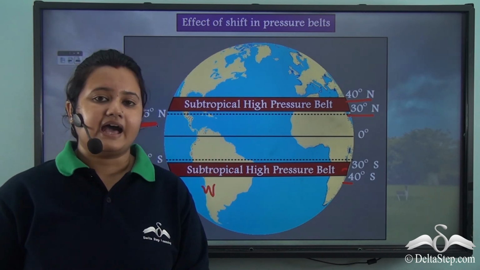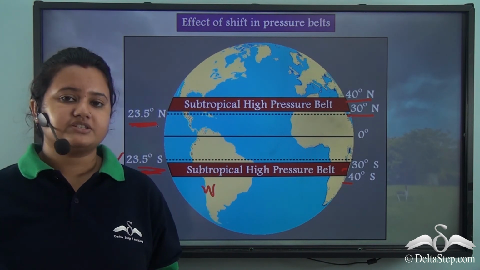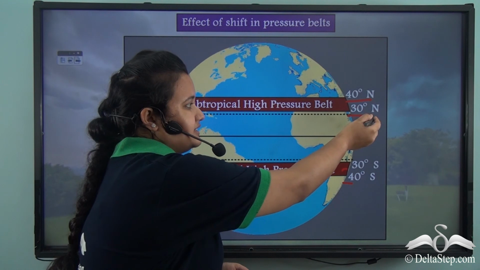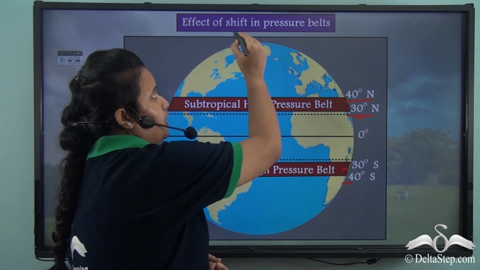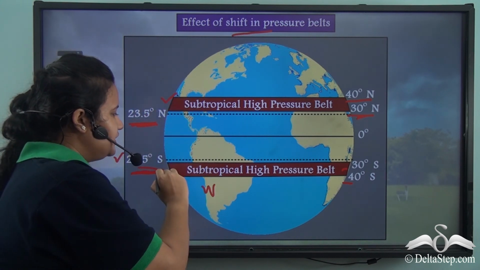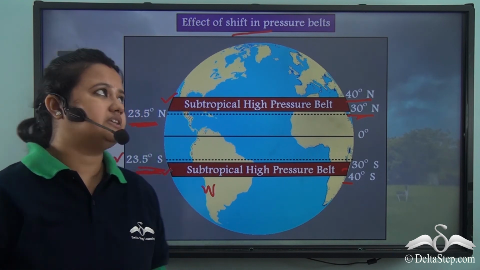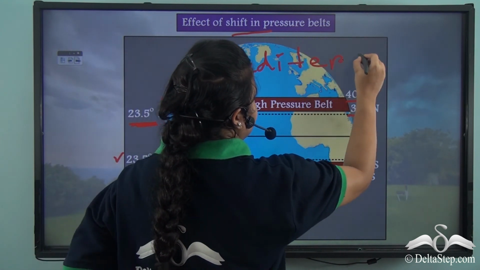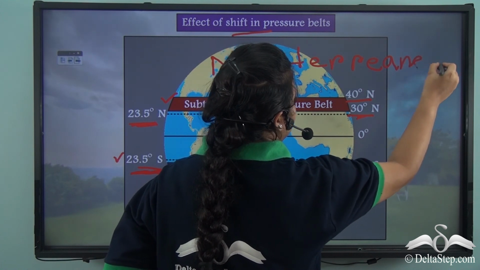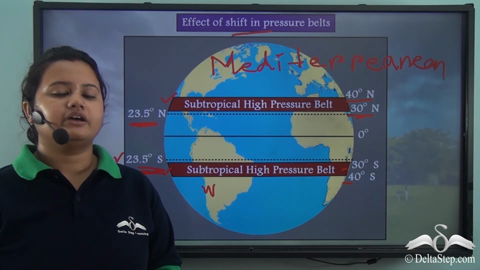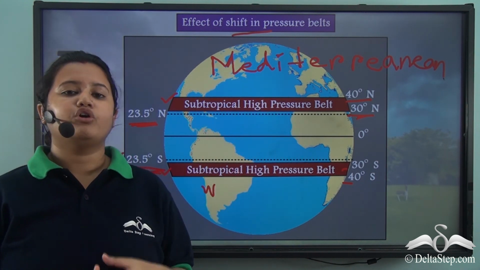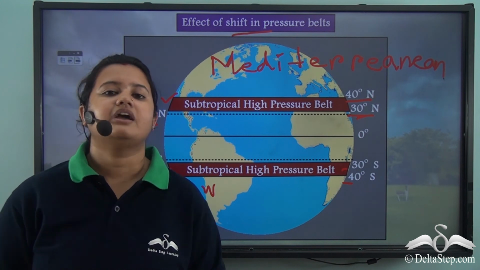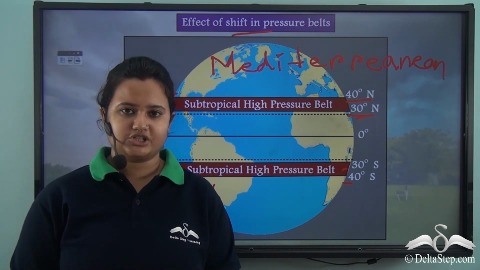So, here we see that as the vertical position of the sun changes, there is a high variation in summer and winter conditions, especially in this region. So, due to shift of pressure belts, this particular region in northern and southern hemisphere experiences Mediterranean type of climate, that is high variation in summer and winter conditions. So, this is the effect of shift in pressure belts.